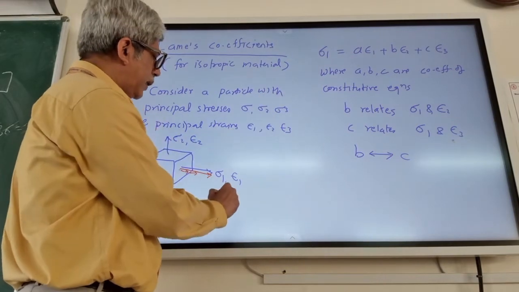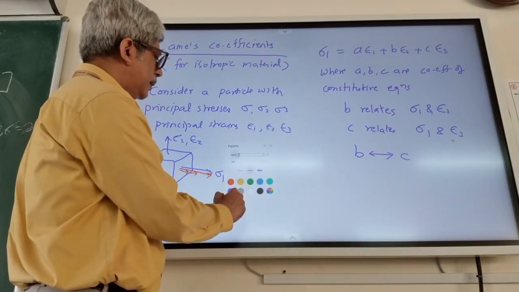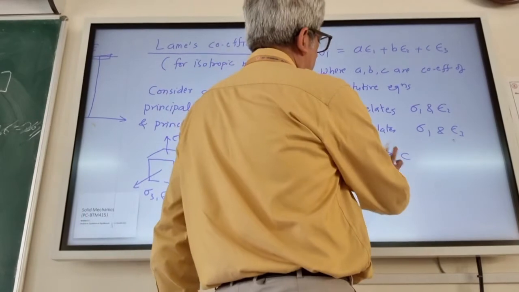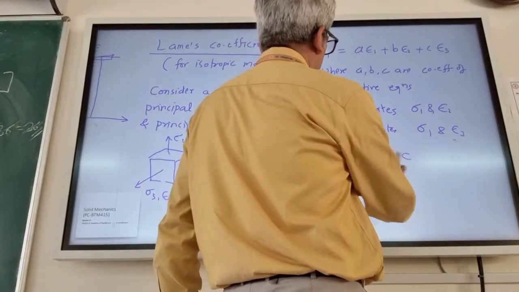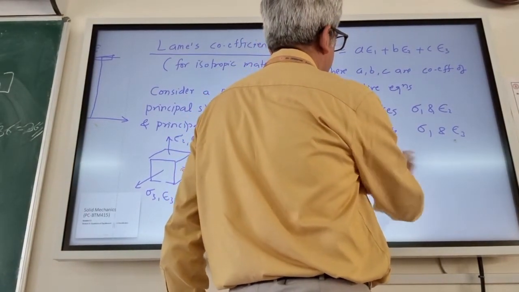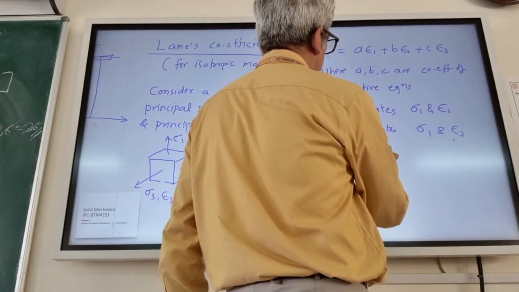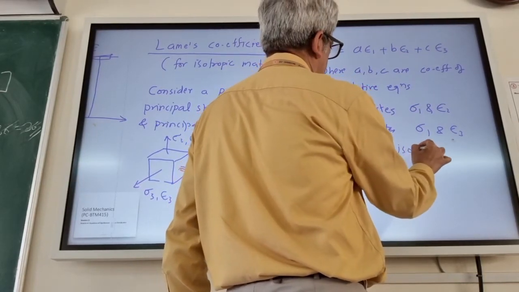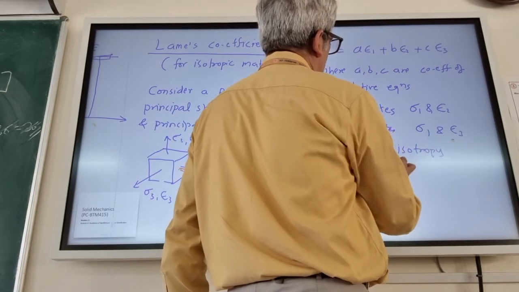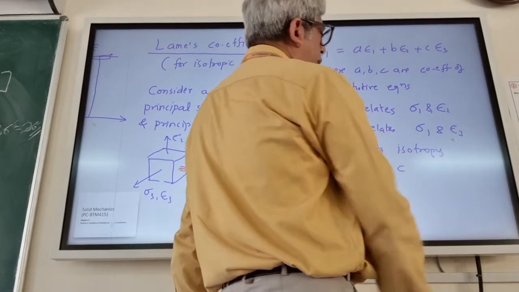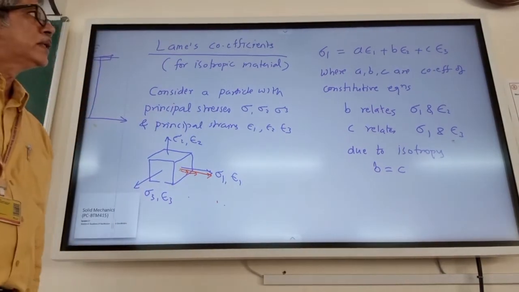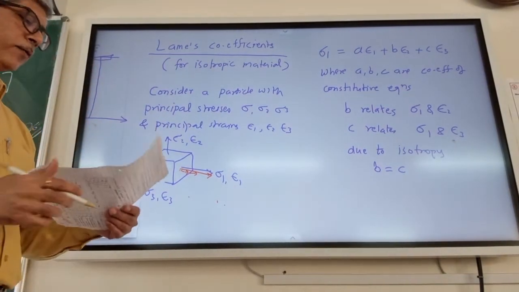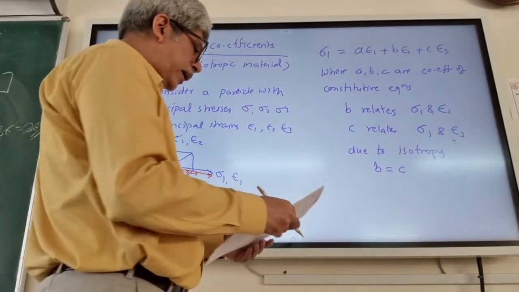So although we have three unknowns, because of isotropy, we have B equal to C. So we'll rewrite this equation in a particular format.